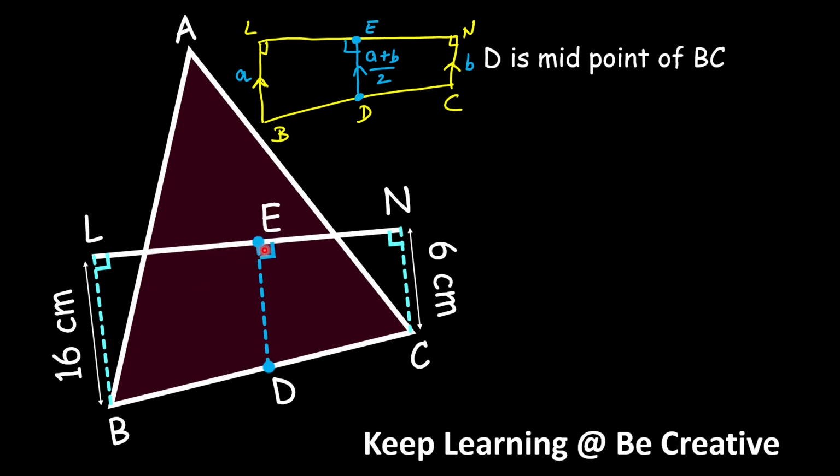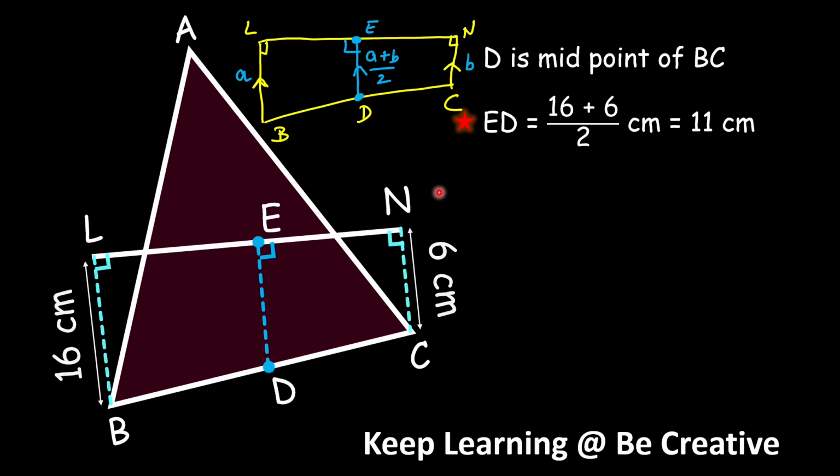Now for my diagram, I have already marked point D. So I will take the midpoint of LN as E. As I explained just now, ED will be perpendicular to LN and I can also determine its length from this formula. So according to the given information, 16 centimeter and 6 centimeter, I can identify the length of ED as 11 centimeter. So it was an important point here for the solution.